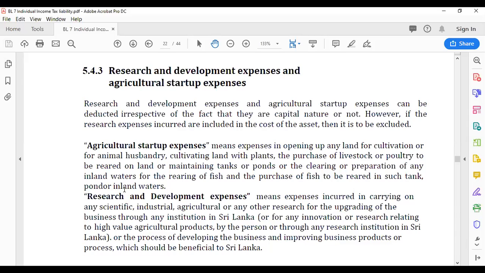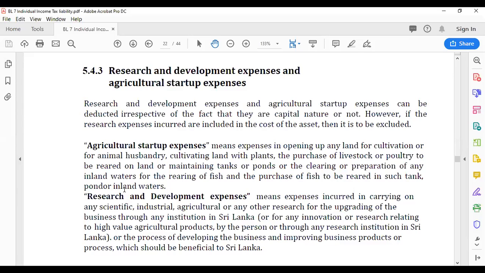Simply, it means that for the purpose of doing agriculture, you develop a land, right? There is a land, an undeveloped land. If you find an undeveloped land that has never been used for agriculture purposes.